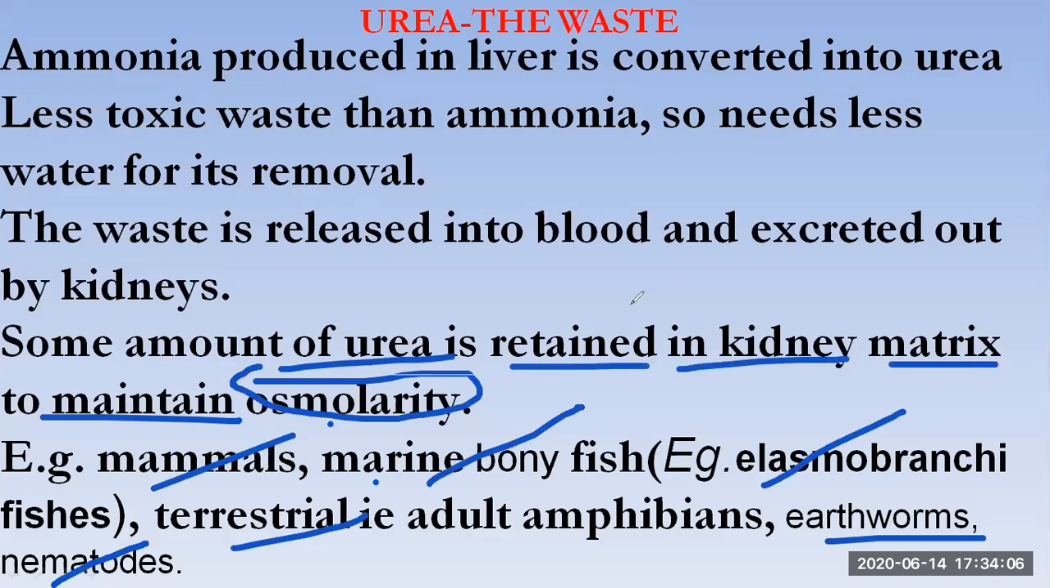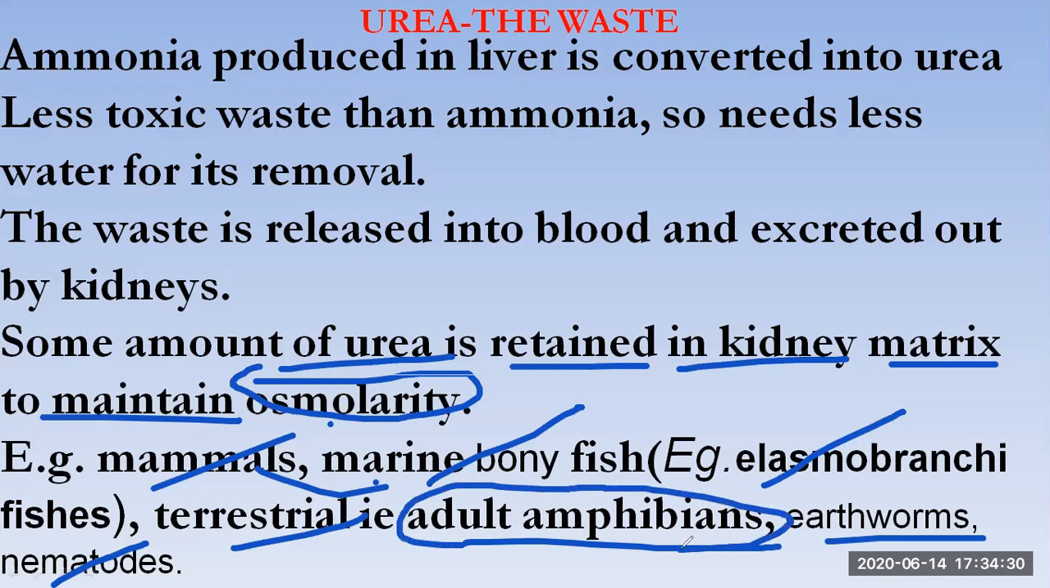of ureotelic. So here they have given mammals, meaning human beings, and also other animals like primates and non-primates. Okay, so mammals, then marine bony fish, elasmobranch fishes, and terrestrial adult amphibians, because the tadpole larva is aquatic in nature, and that is ammonotelic. Okay, and here they have given the earthworm and nematodes. So these are the examples of the ureotelic animal.